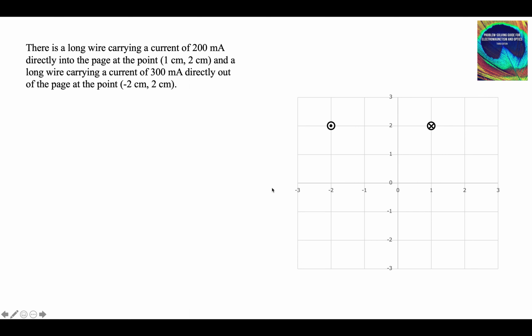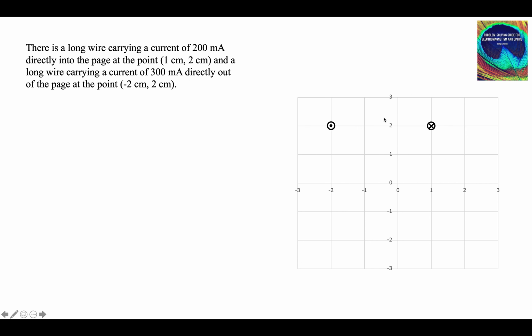Here we are looking head-on at wires. There's a long wire carrying a current of 200 milliamps directly into the page at the point 1 centimeter, 2 centimeters. So 1 centimeter in the X, 2 centimeters in the Y. There's a wire that's going out of the page and into the page. It pierces the page at the point 1, 2. And it's carrying the current into.